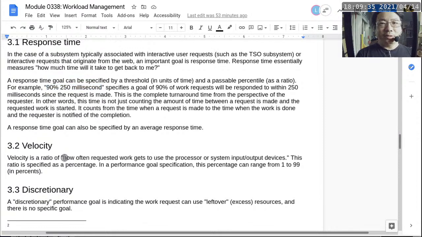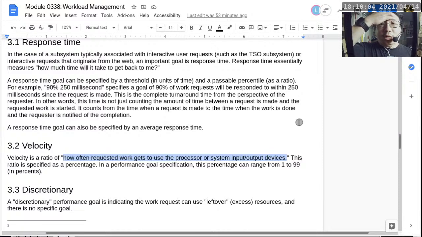All right, so the question now is, what exactly is the ratio of how often requested work gets to use the processor or system devices? In other words, it is actually using the mainframe hardware. It's not waiting for something, it's not sitting on the sideline, it's actually doing work. That's basically the ratio. So now the question is, how do we know?